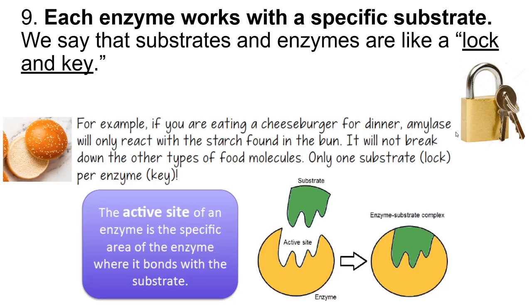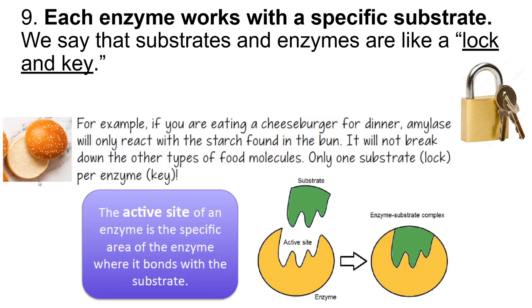All right. And each enzyme works with a specific substrate. We say that substrates and enzymes are like a lock and key, right? So you can have multiple keys that look similar, but not all keys work on the same doors or the same locks. So for example, if you are eating a cheeseburger for dinner, amylase will only react with the starch found in the bun. It will not break down the other types of food molecules. So only one substrate lock per enzyme.